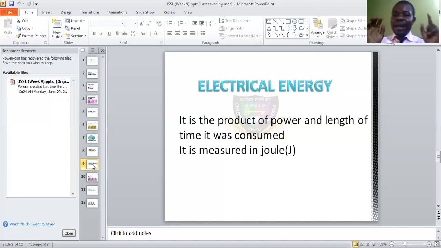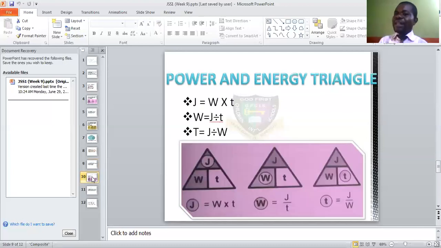That is the unit of energy, joule. Remember, power is what? Watt. That's the unit of power. Energy is joule. This energy and power also have their relationship. I will also show it to you. They have their relationship. Power, energy, a triangle. The joule is talking about energy, watt is talking about power, and T is talking about time. Remember, we said energy, joule, is a product of power and the time it was consumed. So power times time will give you energy. That is what we mean.